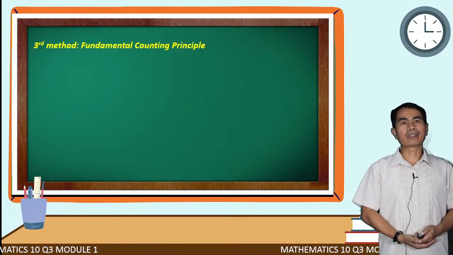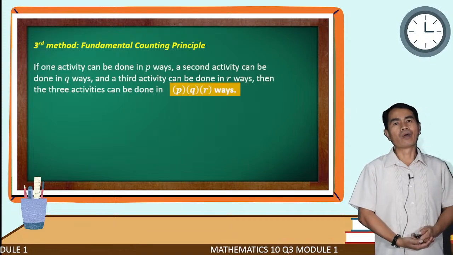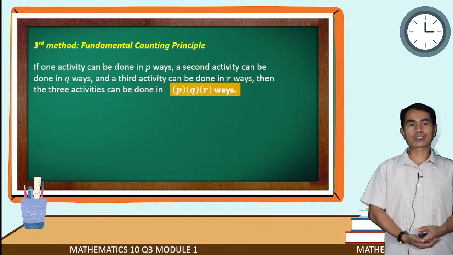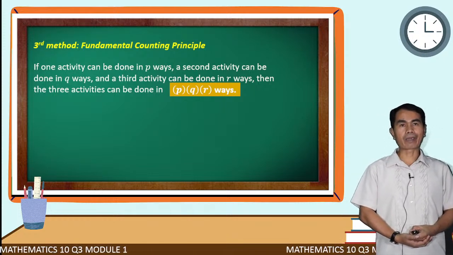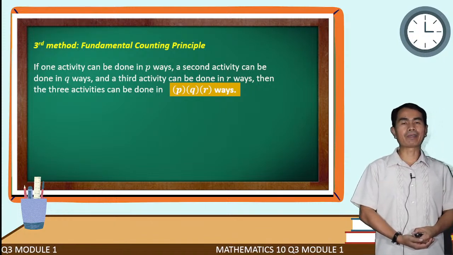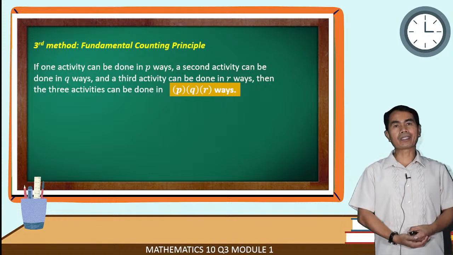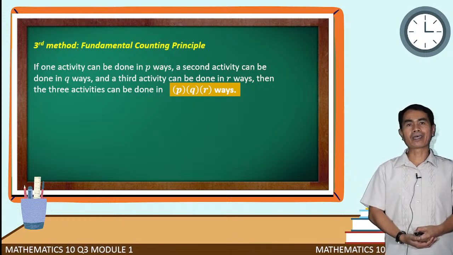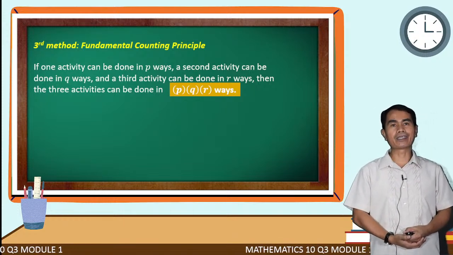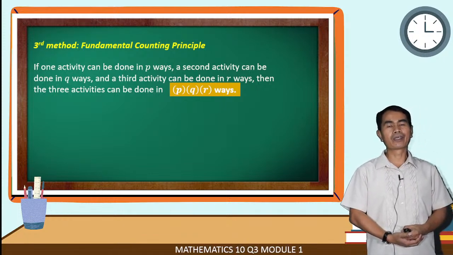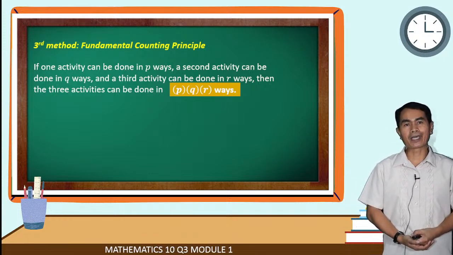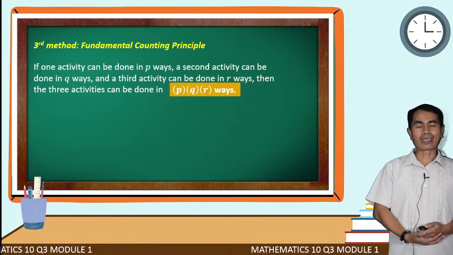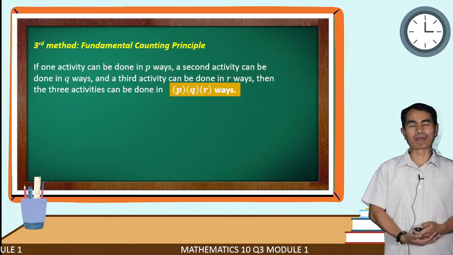the fundamental counting principle. What is the fundamental counting principle? Let me define first what is this fundamental counting principle, or FCP. If one activity can be done in P ways, a second activity can be done in Q ways, and a third activity can be done in R ways, then the 3 activities in succession can be done in P times Q times R ways. This is known as the fundamental counting principle, or multiplication of choices. Let's proceed with the solution of that problem.